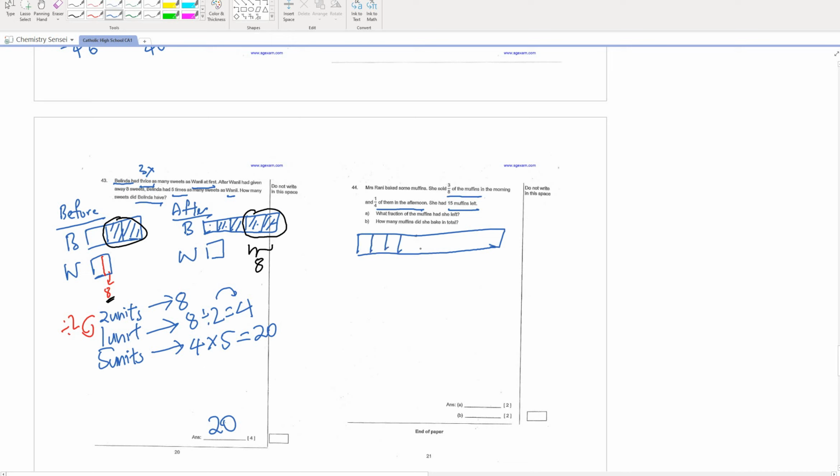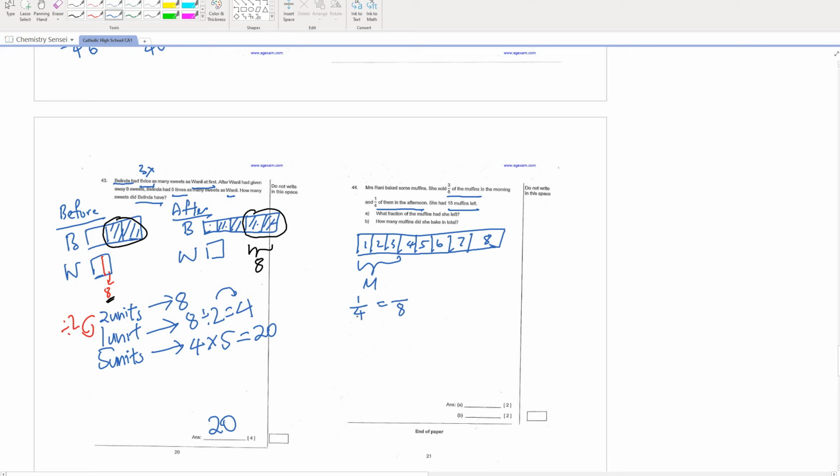So we have 1, 2, 3, 4, 5, 6, 7, 8. Okay, 3 of them are sold in the morning, and 1/4 of them now. So we need to convert 1/4 first.